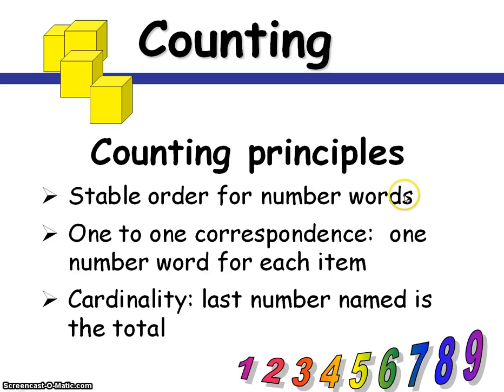You don't get to choose what comes next. I remember my daughter as a child would say the alphabet and she would say A, B, C, D, R. And I would say, no, Laurie, it's A, B, C, D, E. And she'd say, Mom, if you want E to come next in your alphabet, that's okay. But I don't want it next in mine. The truth is, she didn't have a choice. There is a stable, predetermined order in the alphabet and in the number words. There's also what we talked about, one-to-one correspondence, one number word for each item, and the idea of cardinality. The last number named is the total.